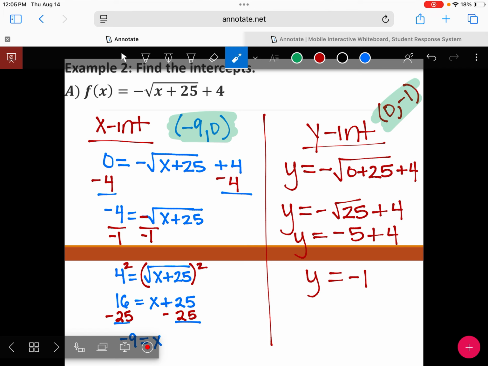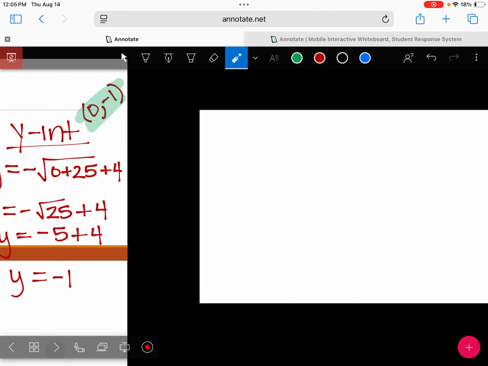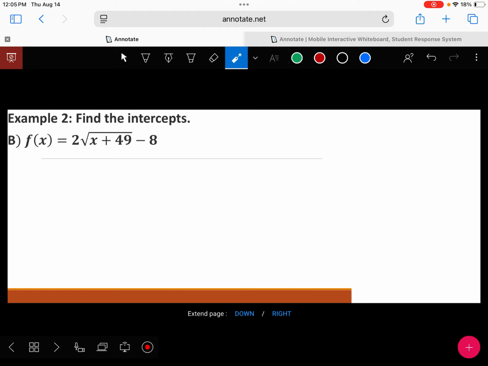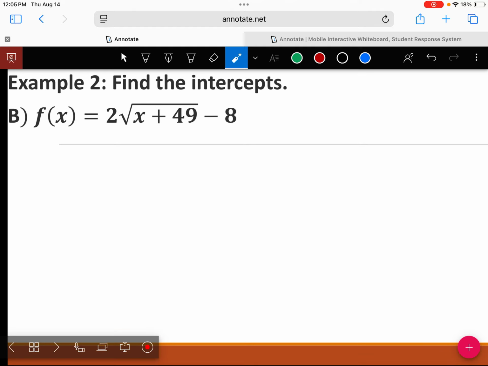All right, so I'm going to give you another one just like this. I want you to try to do it on your own. Same steps. Find your x and y intercept. It's another square root equation.